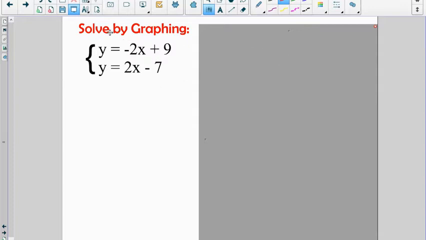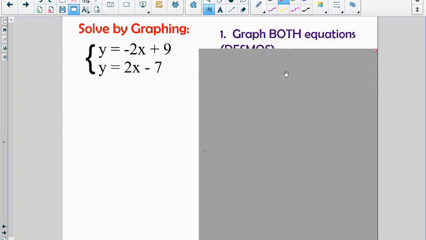But what we're going to do is graph both of these equations. We're going to use Desmos to do that. And what we're looking for is the one x and y value that they have in common. We're looking for that one ordered pair that these two things will have in common. I want you to think about, what does it look like when I graph an equation?